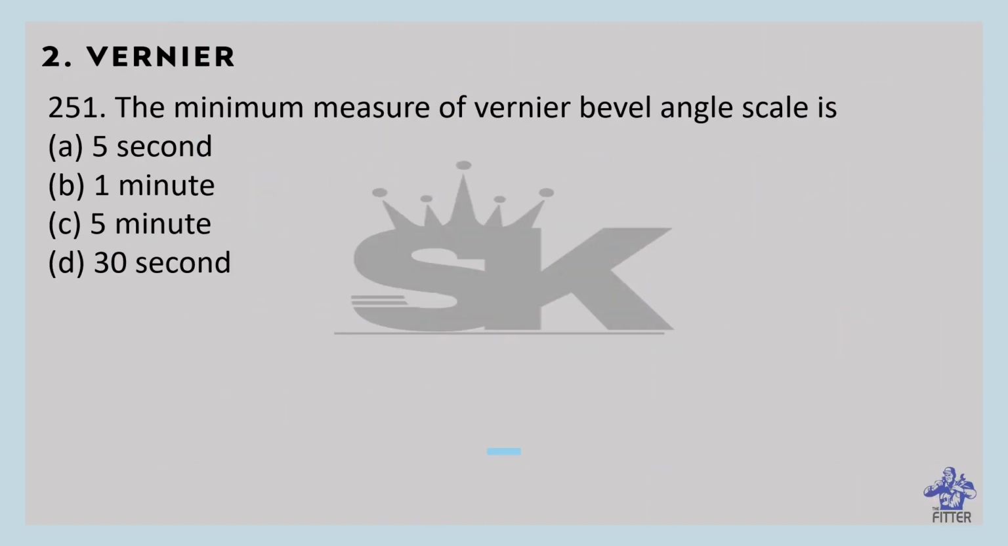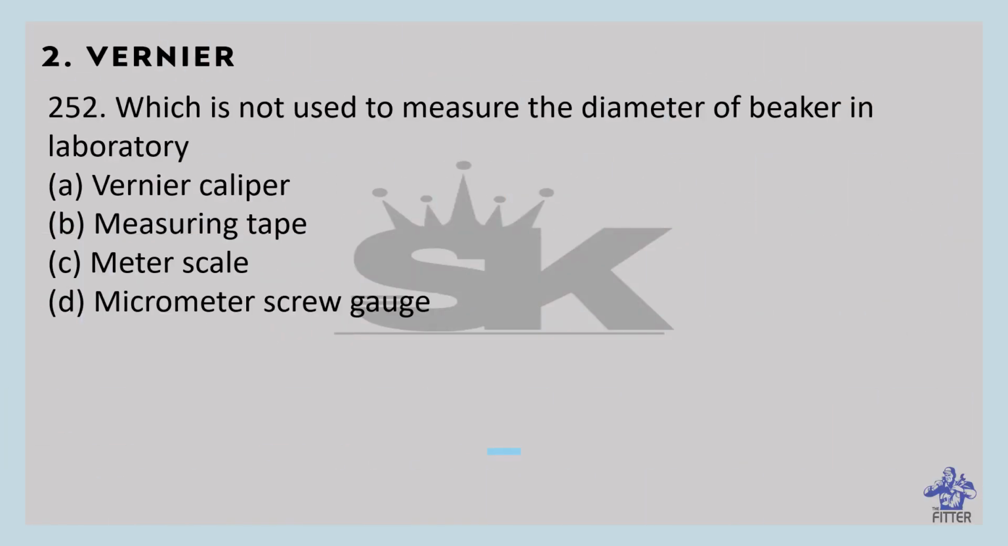The minimum measure of vernier bevel angle scale is. So that is 5 minutes or 1 by 12 degree. Okay. Which is not used to measure the diameter of beaker in laboratory? So that is option A, vernier caliper. Okay.